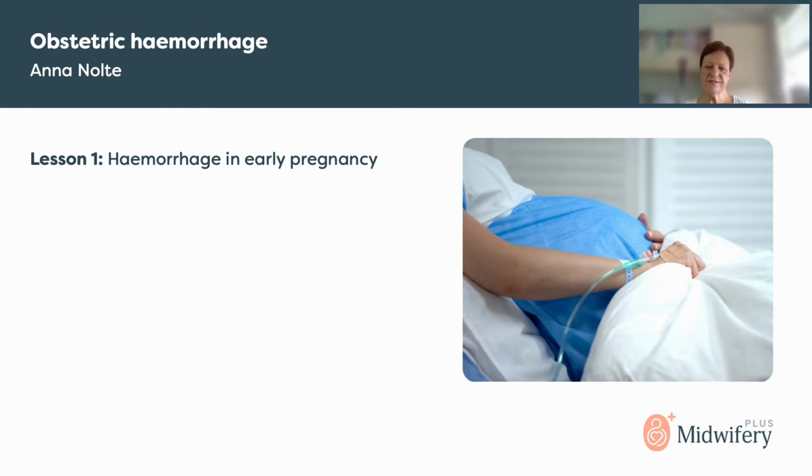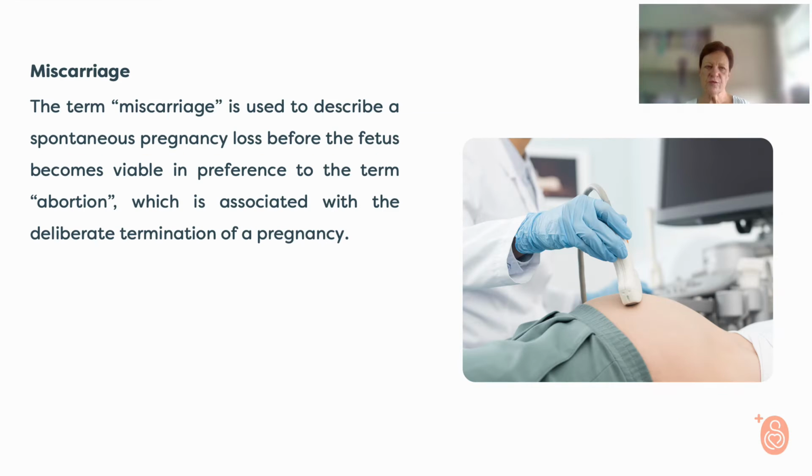Okay, so as we've said, this is lesson 1, and we are going to do the hemorrhage in early pregnancy. I'm Anna Nolte, and I'm teaching you this series of lessons as well. Now, if we look at the term miscarriage, miscarriage is used to describe a spontaneous pregnancy loss before the fetus becomes viable. And in South Africa, we talk around about 24 weeks of pregnancy.